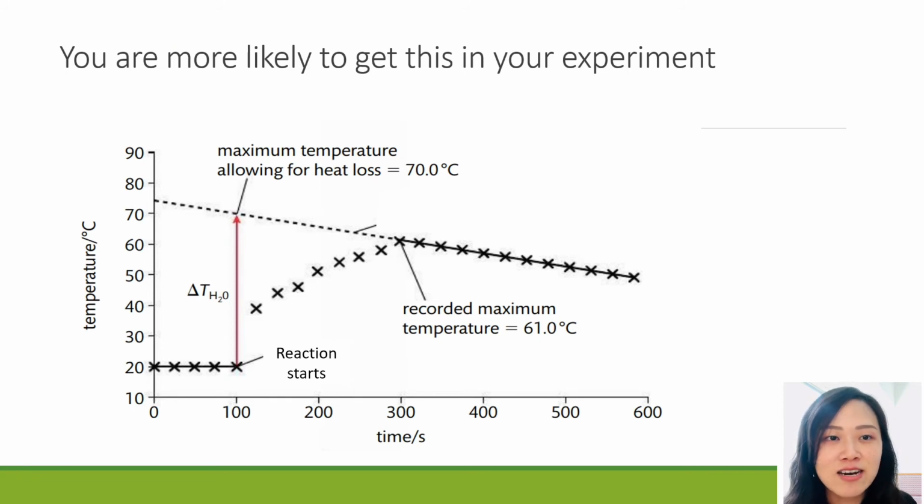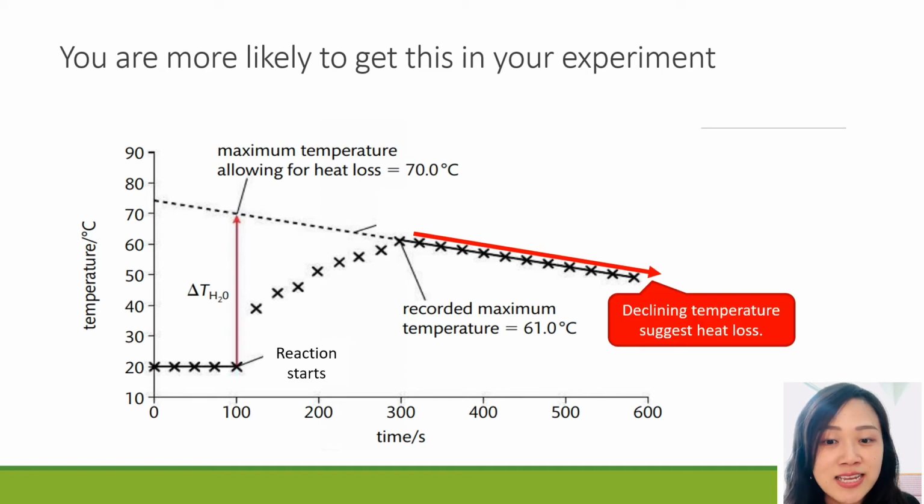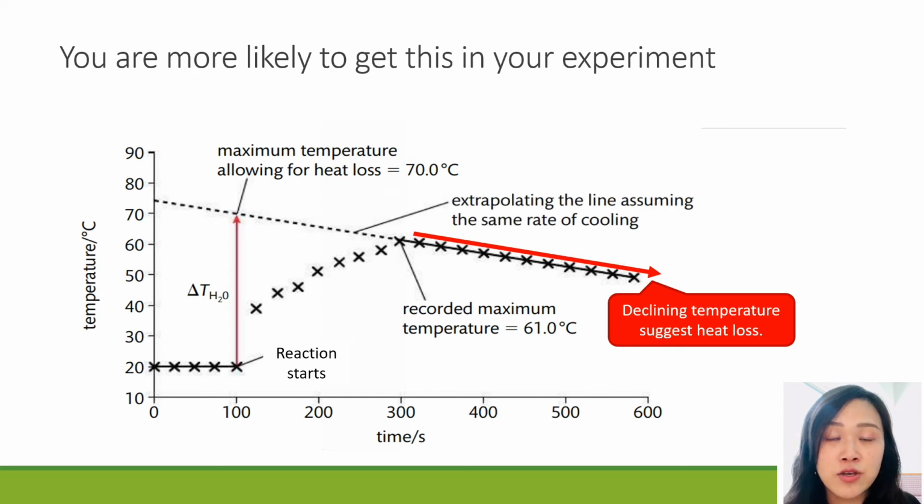So in your experiment, you're most likely to get this. Because heat loss happens during the entire reaction, the maximal temperature we record won't be the actual maximum. By the way, how do we know that heat loss actually exists? Here, the declining temperature suggests heat loss. So we need to back extrapolate to the time when the reaction starts. The maximum temperature obtained by back extrapolating accounts for heat loss in a better way.